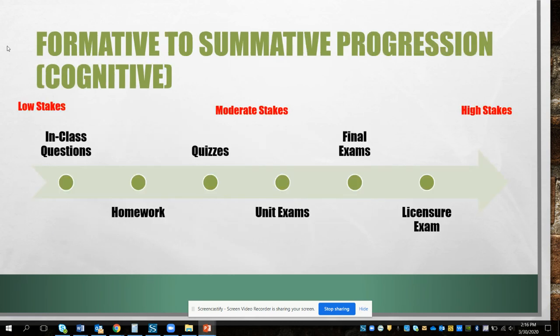This is just a progression, and this is simply the cognitive domain that we're looking at here, because it's talking about asking questions, quizzes, exams, things like that, which assess the cognitive, not the psychomotor. So again, the lowest stake is simply asking questions in class, then moving up through homework, quizzes, and unit exams. The highest stake for your classroom is going to be your final exam or pass or fail of the course. But the ultimate highest stake is going to be your licensure or certification exam, which is what we are preparing each student that comes through our program for.